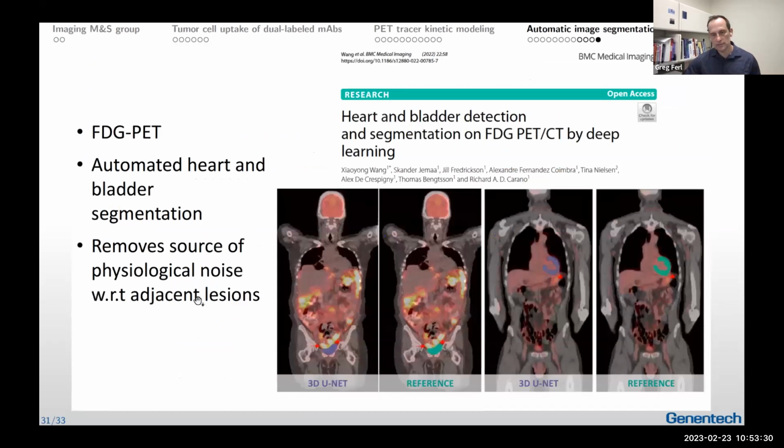Additional FDG PET work that's been done is automated tools to remove the heart and the bladder. This is just to remove interference with the signal in lesions that may be very close to the heart or the bladder. And there's a number of other ongoing efforts as well. This is just a few I wanted to point out.